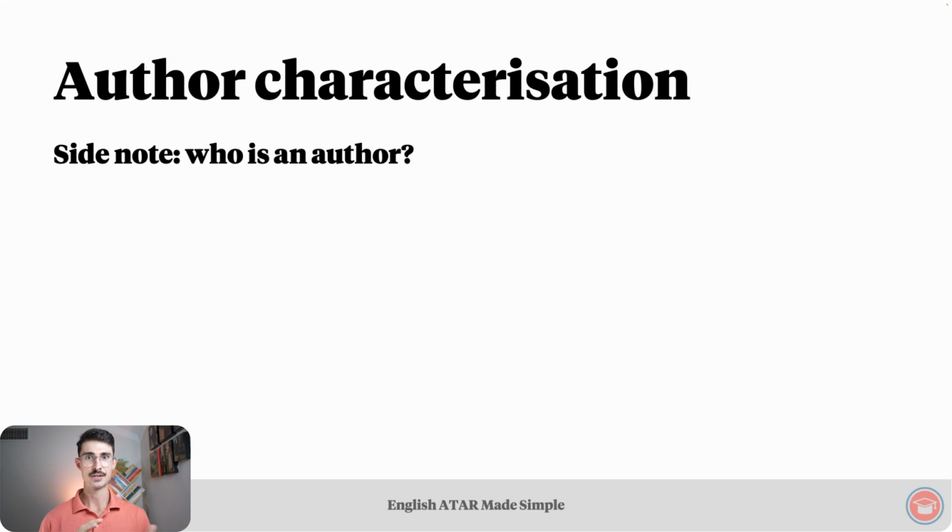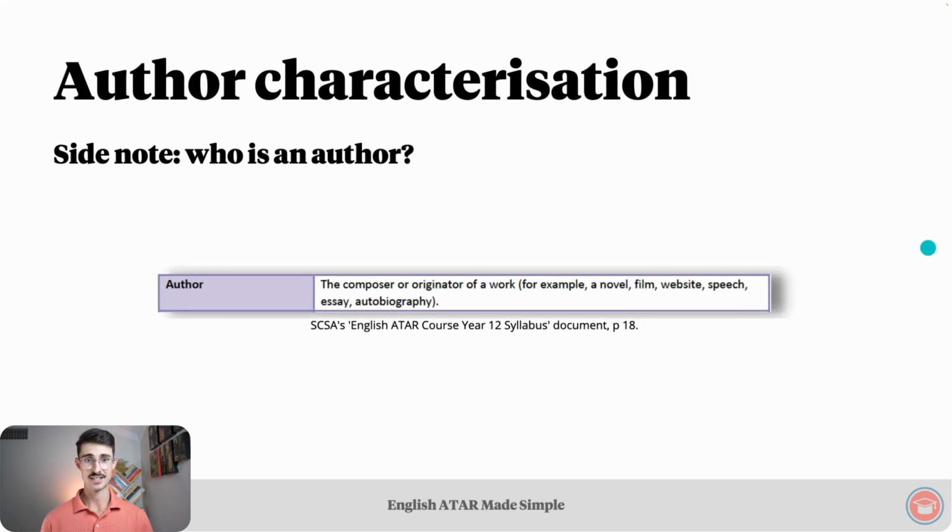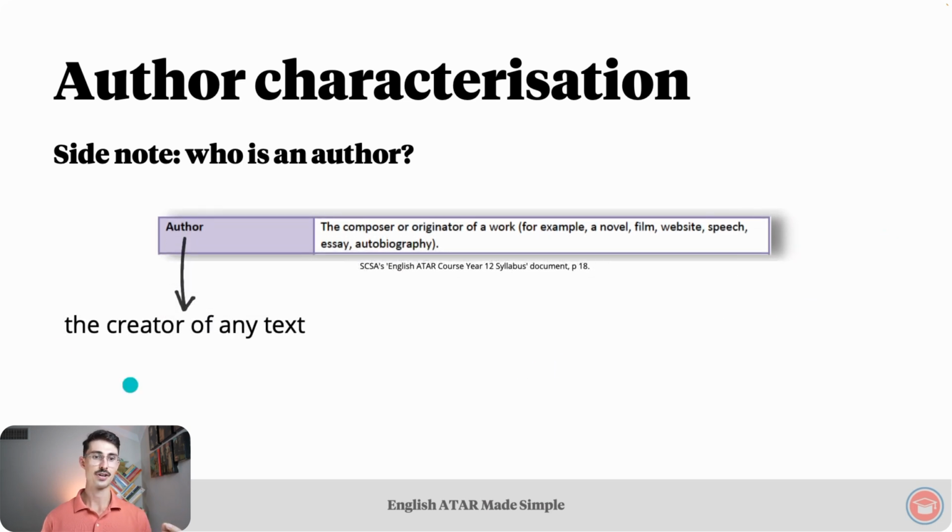But in English ATAR, because we like to make things sound confusing, an author is defined as the composer or originator of a work, for example, a novel, film, website, speech, essay, autobiography. This comes from the syllabus glossary section. The takeaway is that in English ATAR, an author simply refers to the creator of any text. That is evidenced through the example of a film. The syllabus is telling us that we can refer to the creator of a film as an author, even though one would ordinarily refer to the creator of a film as the director.